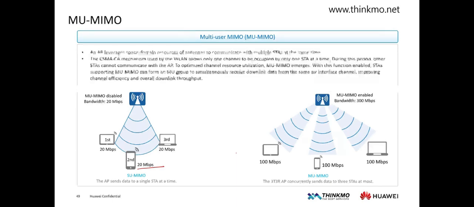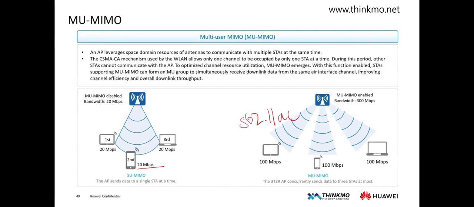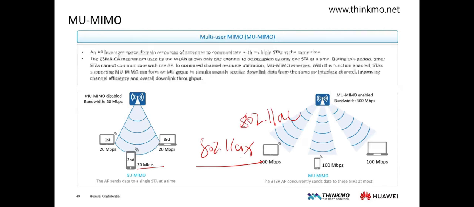MU-MIMO can effectively enhance data transmission rates in our Wi-Fi 5 standard, which is 802.11ac. In this standard, it refers to supporting downlink, which is communication from the AP to the terminal, meaning only the AP can send data to multiple devices simultaneously. However, in our 802.11ax, which is the Wi-Fi 6 standard, MU-MIMO technology has been enhanced to support not only downlink transmission but also uplink, meaning transmission from the terminal to the AP.